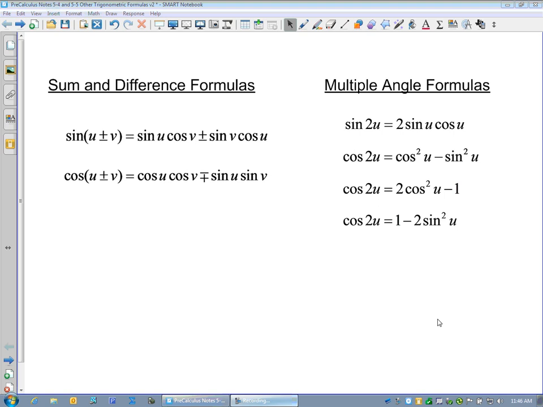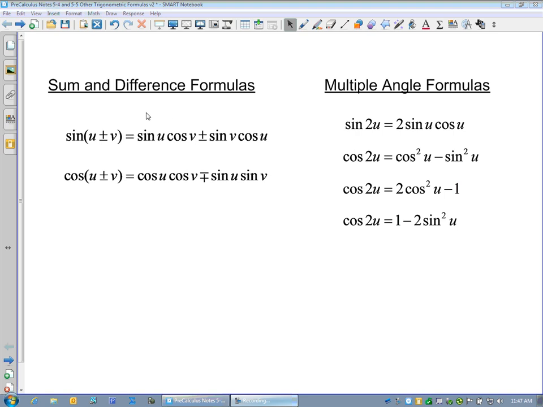Hello, this is Mr. P, and today we're going to continue solving trigonometric equations and use some other trigonometric formulas, such as the sum and difference formulas and the multiple angle formulas, which for our purposes today will be double angle formulas. Now, starting with the sum and difference formulas, those are going to be useful to evaluate trig functions for angles that are not the ones we see on our unit circle.